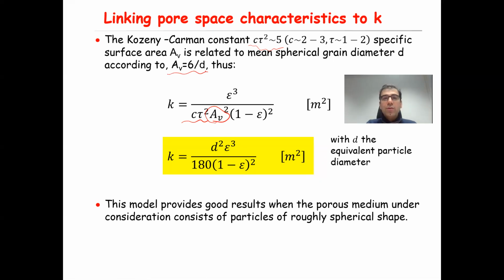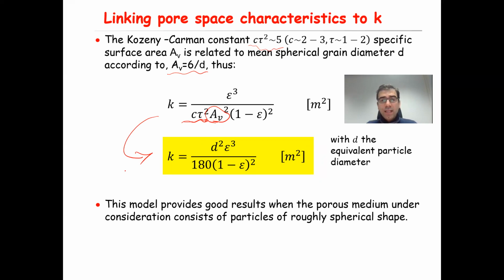So in this equation, if instead of C tau squared you put 5, and instead of Av you put 6 divided by d, then you can rewrite this equation as permeability equal to d squared times epsilon cubed, the porosity, divided by 180 times (1 minus epsilon) squared, where d is the equivalent particle diameter.